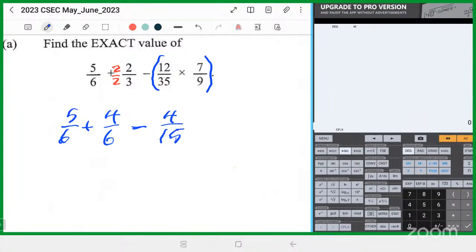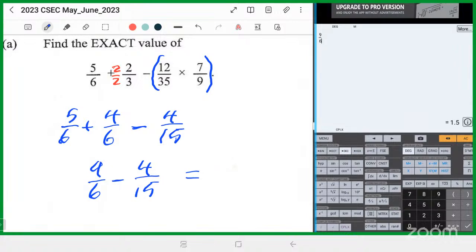Great. Then this becomes 9 over 6 minus 4 over 15. I put that in the calculator now. I'm having 9 over 6 minus 4 over 15. The paper says we can use a calculator. Why not?